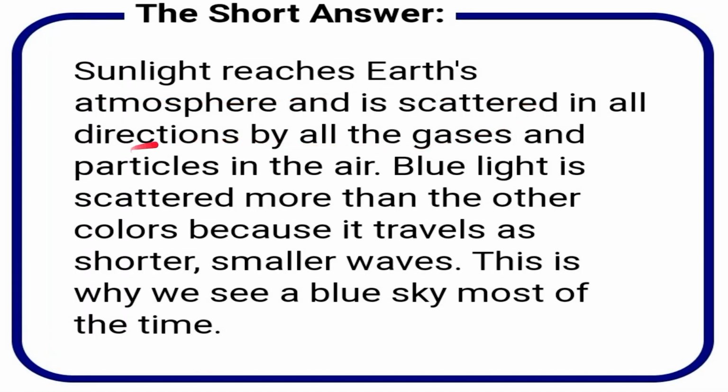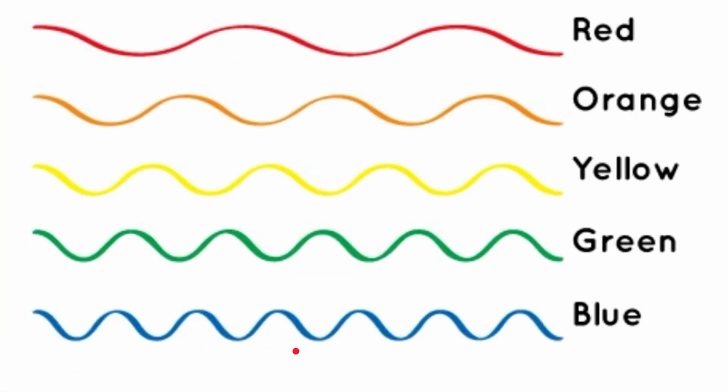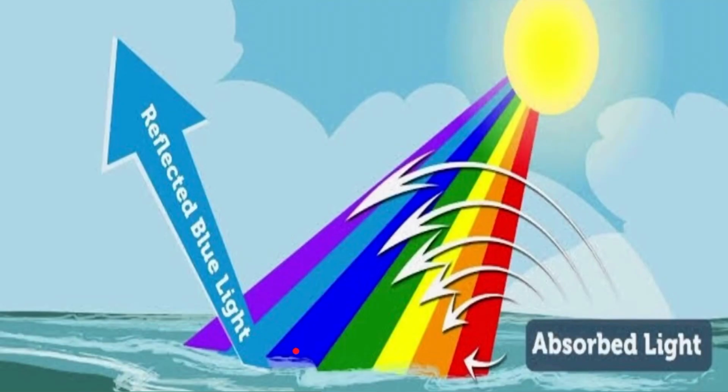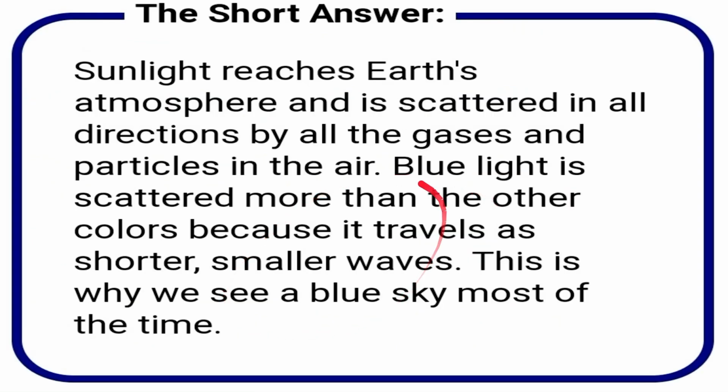Sunlight reaches the Earth's atmosphere and is scattered in all directions by all gases and particles in the air. Blue light is scattered more than the other colors because it travels as shorter, smaller waves. This is why we see a blue sky most of the time, right? And for this, we saw the answer.